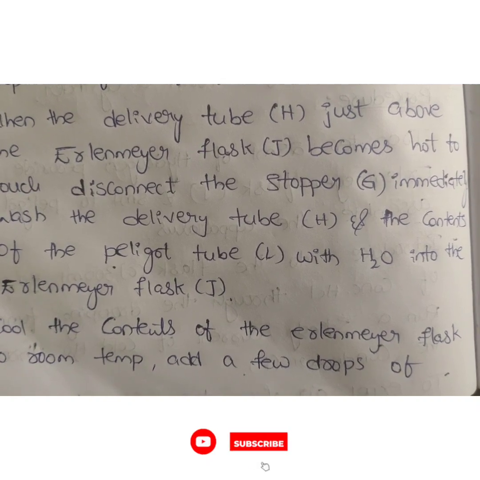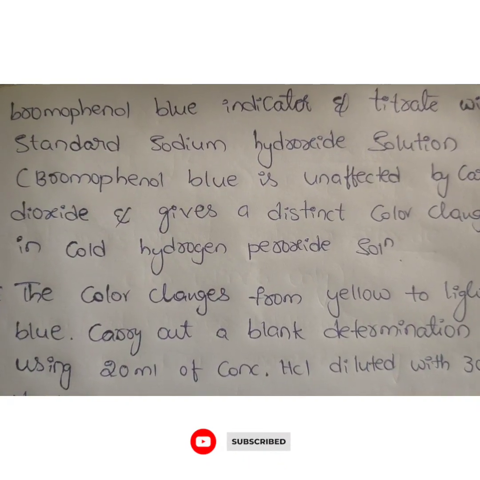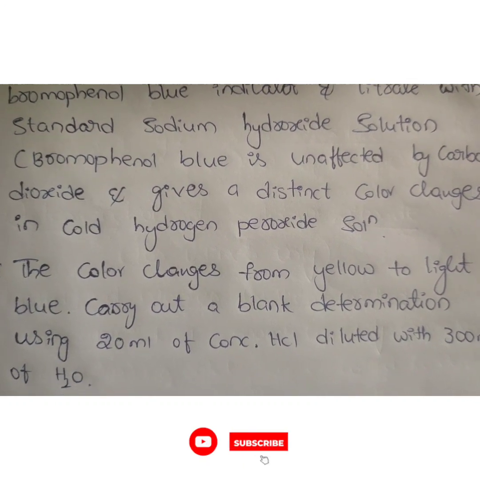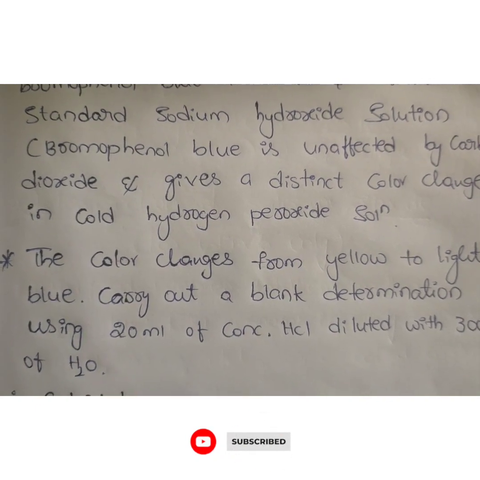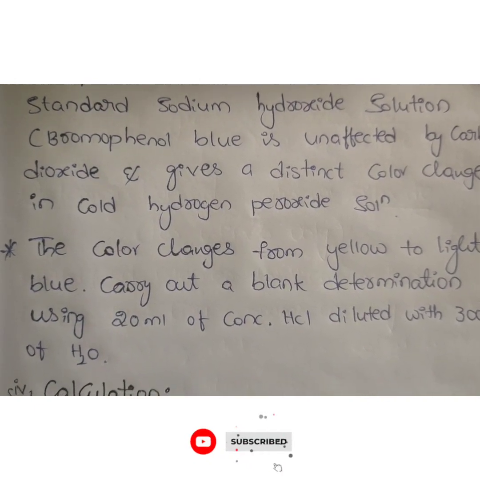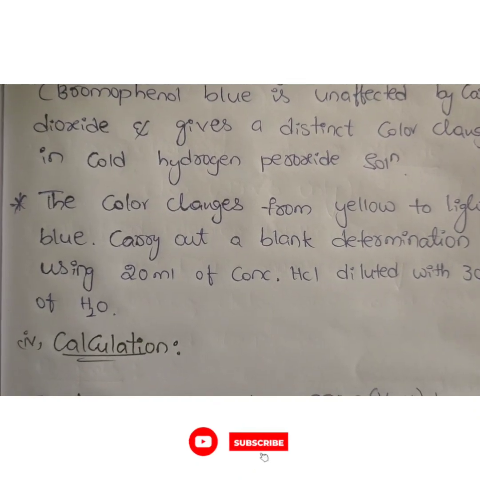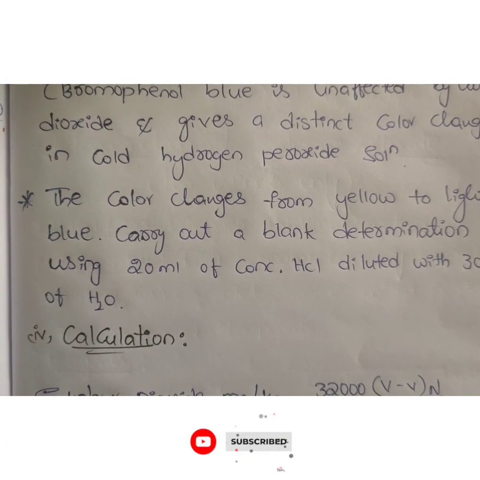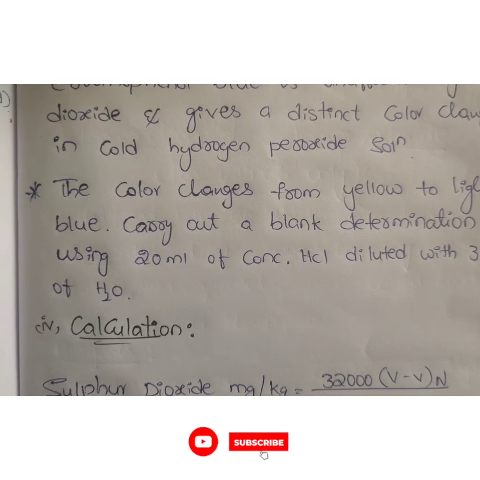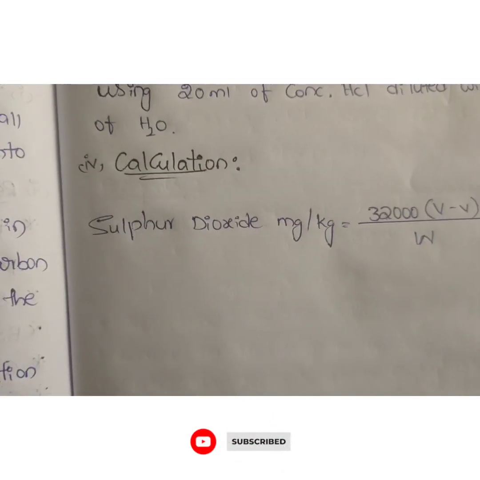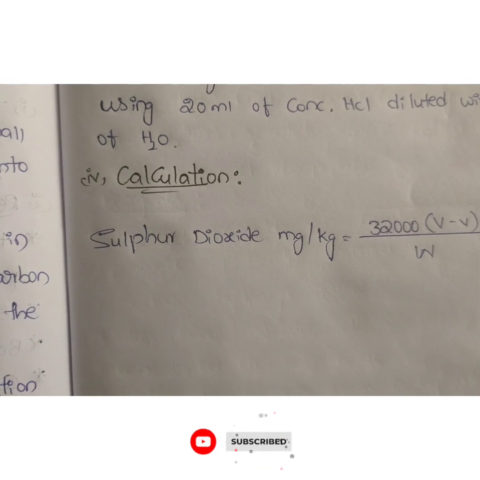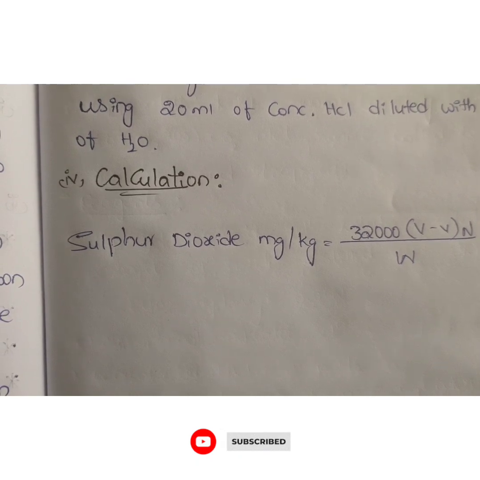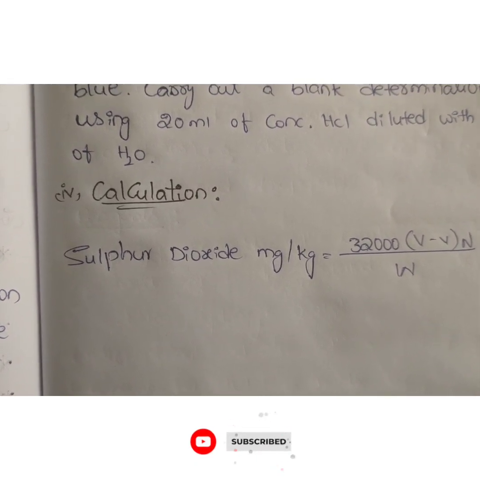Add a few drops of bromophenol blue indicator and titrate with standard sodium hydroxide solution. Bromophenol blue is used as it is unaffected by carbon dioxide and gives a distinct color change in cold hydrogen peroxide solution. The color changes from yellow to light blue. Carry out a blank determination using 20 ml of concentrated hydrochloric acid diluted with 300 ml of water. The calculation is: sulfur dioxide mg per kg equals 32,000 (V minus v) times N divided by W.